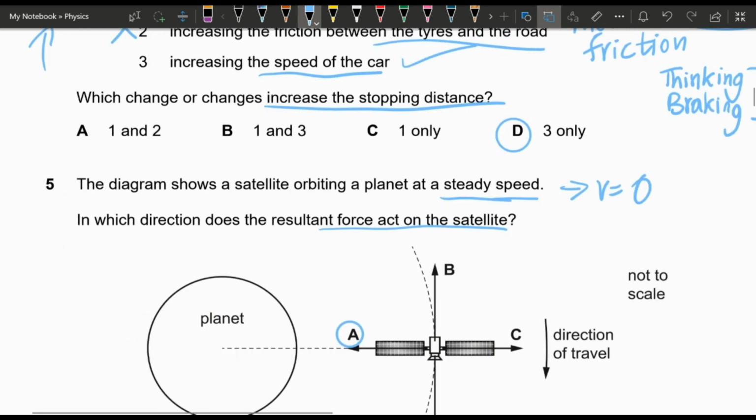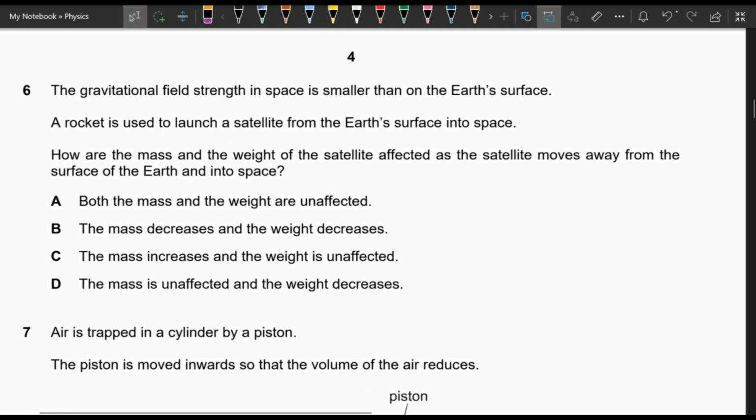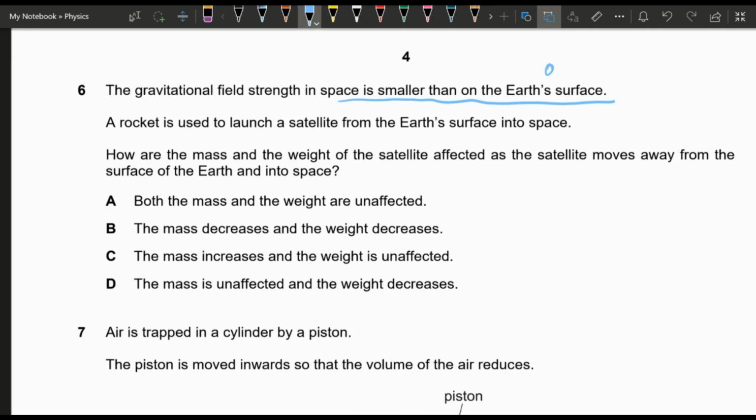Now let's move on to the next question. Question number 6. The gravitational field strength in space is smaller than on Earth's surface, right? Because on Earth's surface the gravitational field strength is 9.81 newton per kg. So as you move away from Earth, obviously the gravitational field strength will decrease.